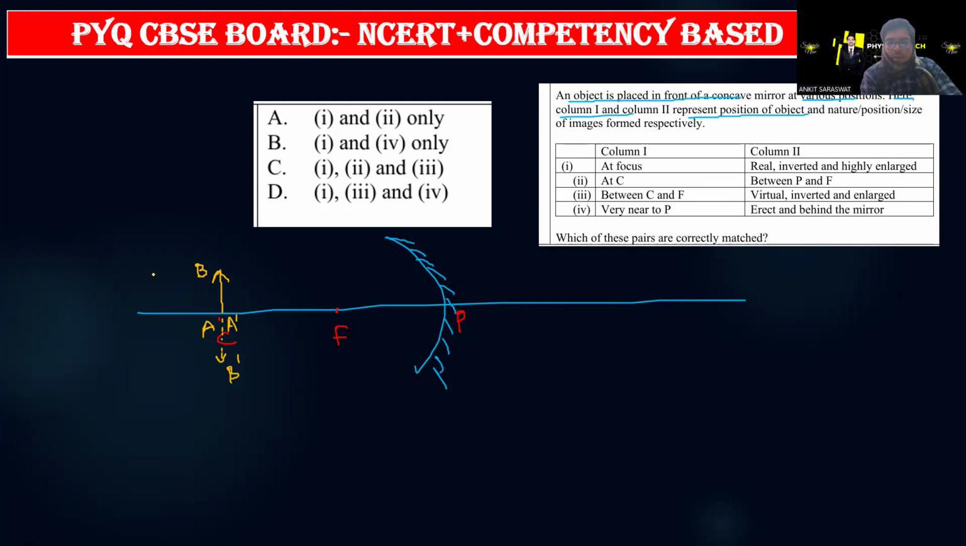If an object is placed beyond C, then the image is formed between C and F, but the size of the image will be lesser than the size of the object. It will be like this. Clear? Understood? If the object is placed very near to P, meaning between pole and focus, like this, then in this case the image is formed virtual, behind the mirror, and it is magnified.